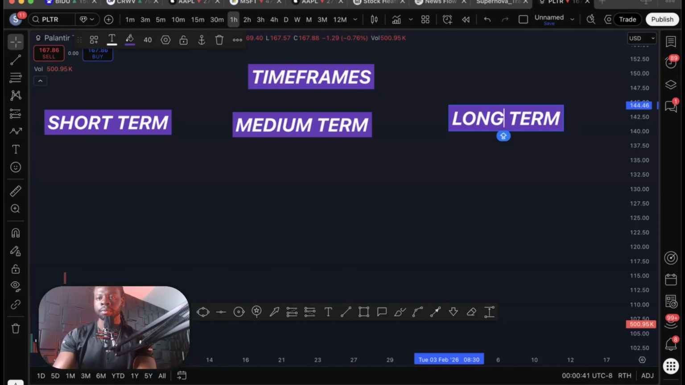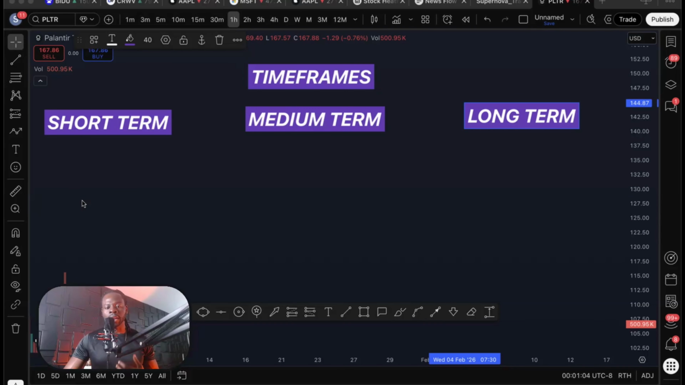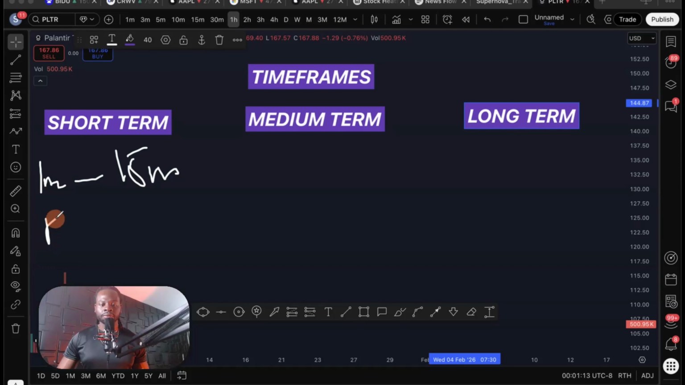So what is considered a short term time frame? Anything from the 1 minute to the 15 minute is considered short term. Those are fast paced trades, day trading, scalping, and they're usually a bit high stress. You have to be really fast on your entry and exit. From 1 minute to 15 minutes, that's short term.